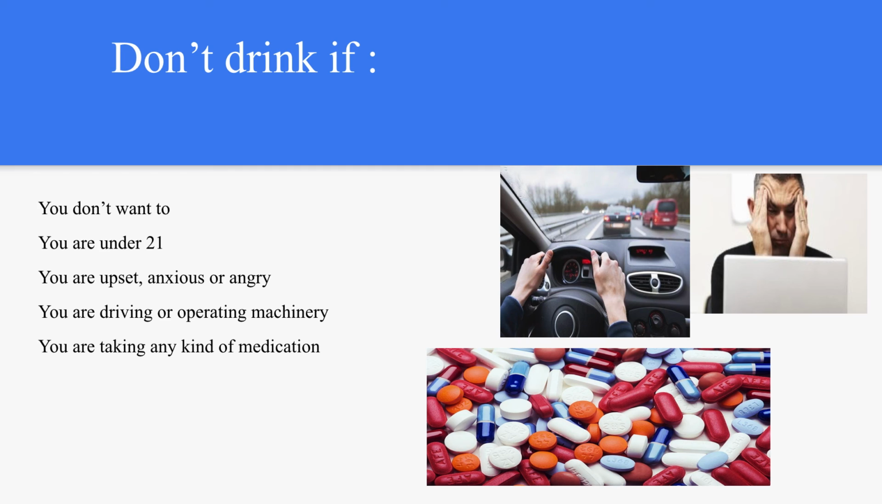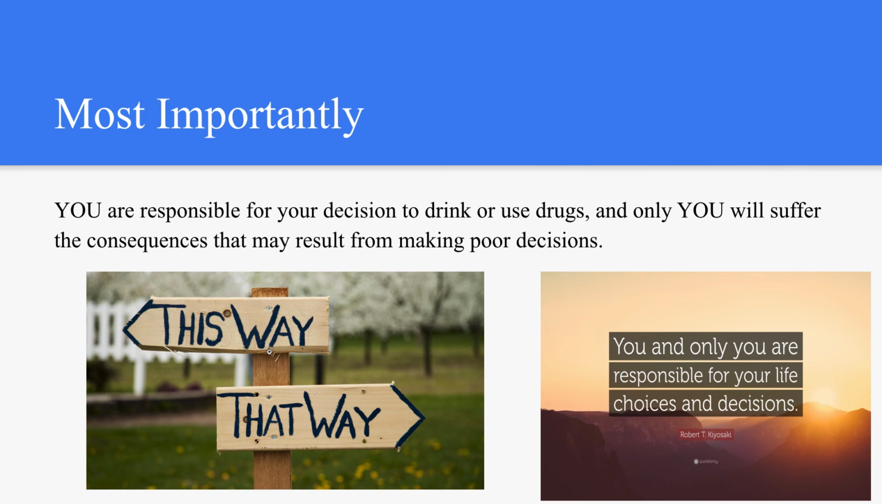Don't drink if you don't want to. Don't drink if you are under 21, you are upset, anxious, or angry, you are driving or operating machinery, or you are taking any kind of medications. Most importantly, you are responsible for your decision to drink or use drugs, and only you will suffer the consequences that may result from making poor decisions.